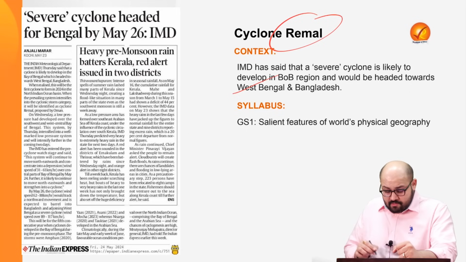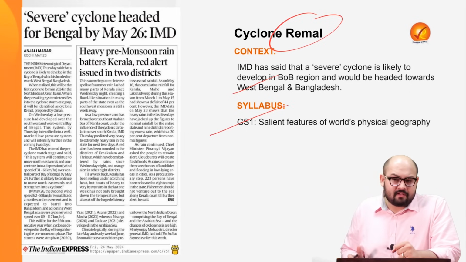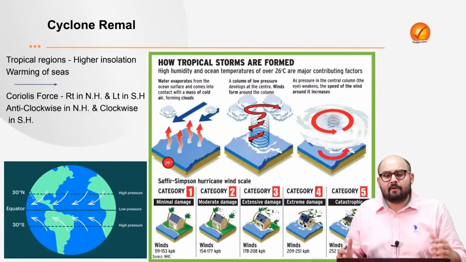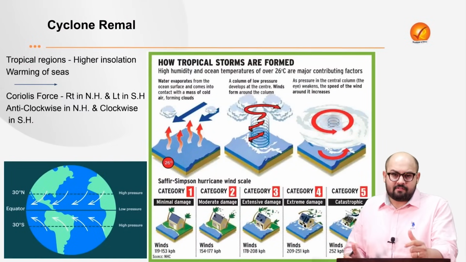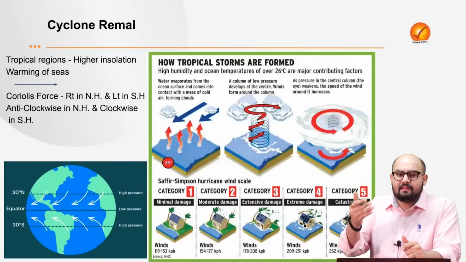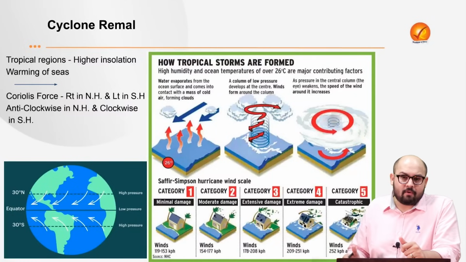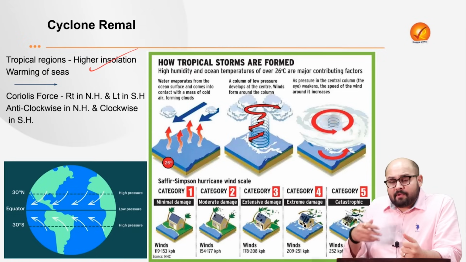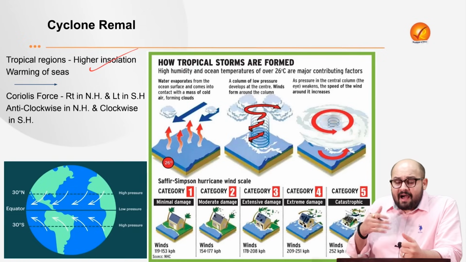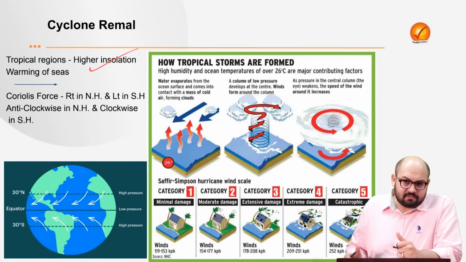Now this is with respect to GS1, salient features of Indian physical geography. Before we talk about how the cyclone forms, we need to first talk about the tropical region. The region between 30° north and south is known as the tropical region. Now this region receives a lot of insolation, right? Because of that insolation, there is higher warming of the tropical waters.